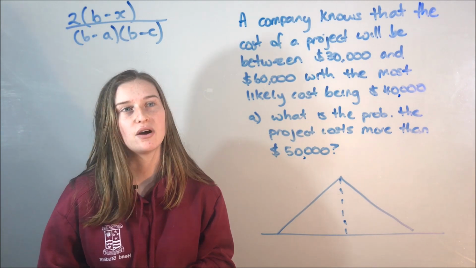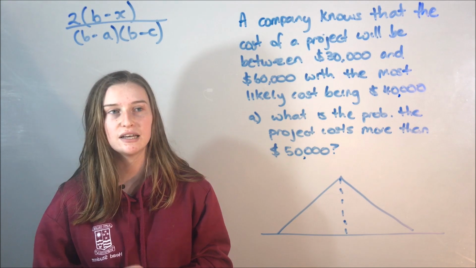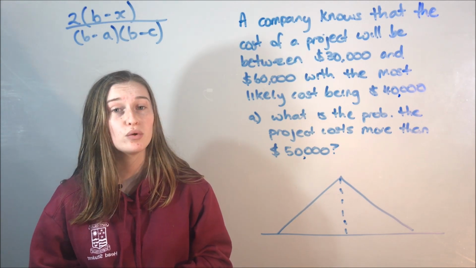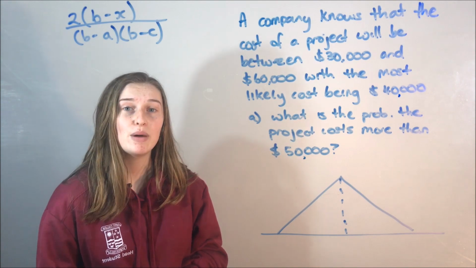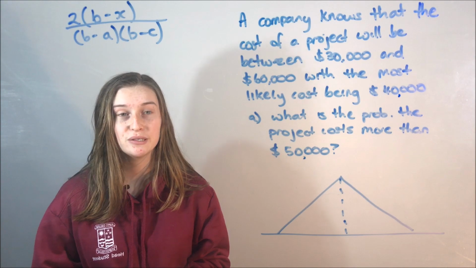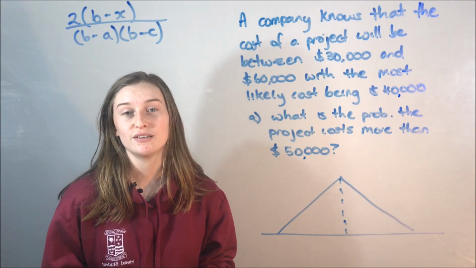A company knows that the cost of a project will be between $30,000 and $60,000, with the most likely cost being $40,000. What is the probability the project costs more than $50,000? Let's start by putting the numbers that we know on our diagram. Instead of putting in the whole numbers, we can just take off the 3 zeros at the end. Let's put these numbers on our diagram.